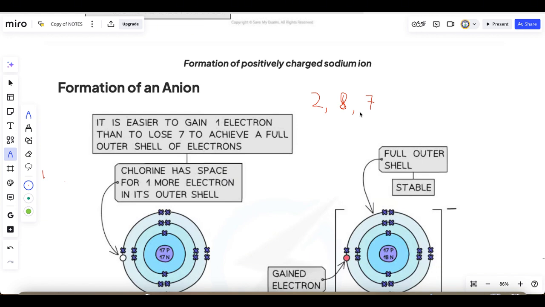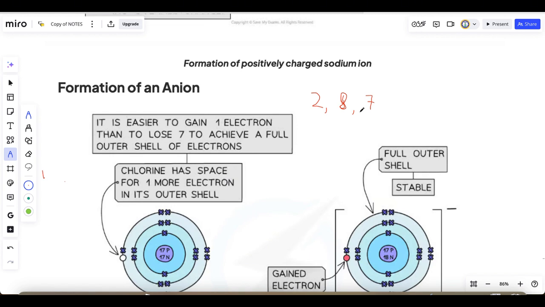It's about ions. You lose, this one gains. When you lose, you become positively charged, a cation. When you gain, you become an anion, negatively charged. So it is easier for chlorine to gain 1 electron than to lose 7 to achieve a full outer shell of electrons. It's easier to gain 1 than to lose a whole 7.